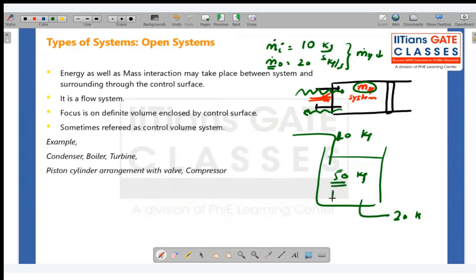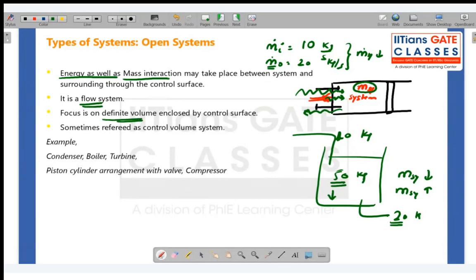So what will happen? This 50 is going to reduce because more is going out. So the mass of the system is going to reduce. Similarly, vice versa, if more is coming in and less is going out, then the mass of the system is going to increase. So it is allowing mass transfer. First of all, it is allowing mass interaction. Also, heat will go in, so energy interaction is also happening, energy as well as mass interaction. And because mass interaction is happening, it is called a flow system.